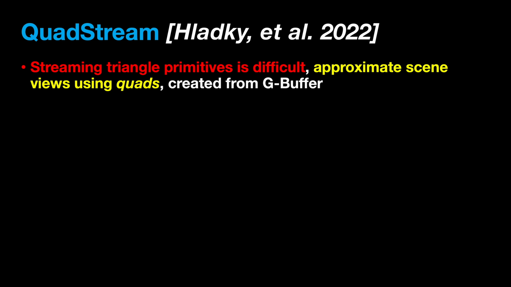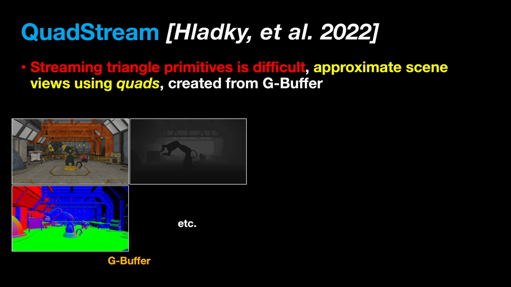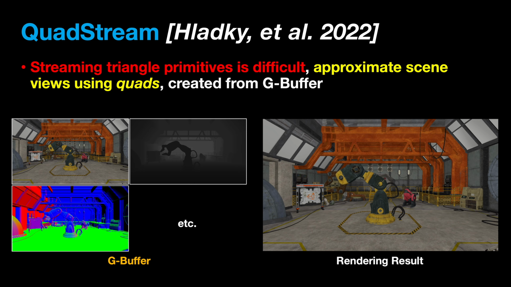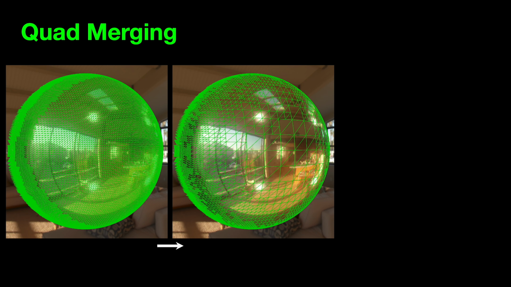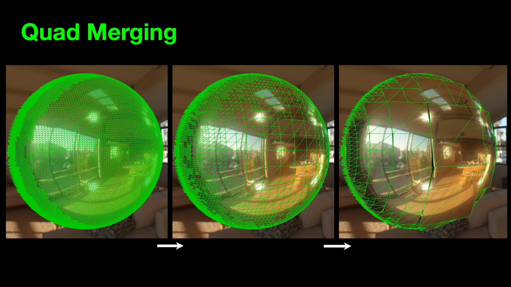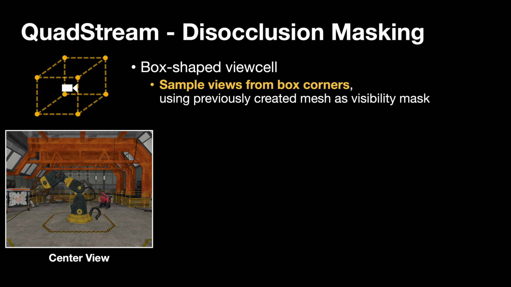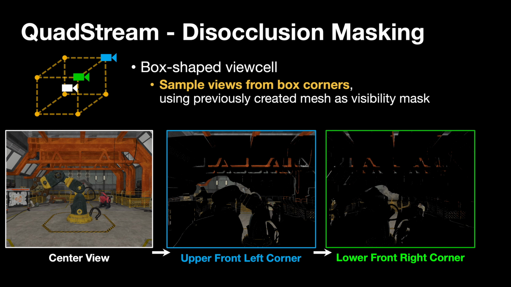Prior work has explored this concept. For example, QuadStream uses compressed quads to approximate scene geometry. Starting from a G-buffer, QuadStream fits a series of quads to a given viewpoint. Each quad is initially fitted to a pixel, and adjacent quads are progressively merged to improve efficiency. To handle disocclusions, QuadStream samples views from corners of a box-shaped view cell, and masks visibility using existing quads.